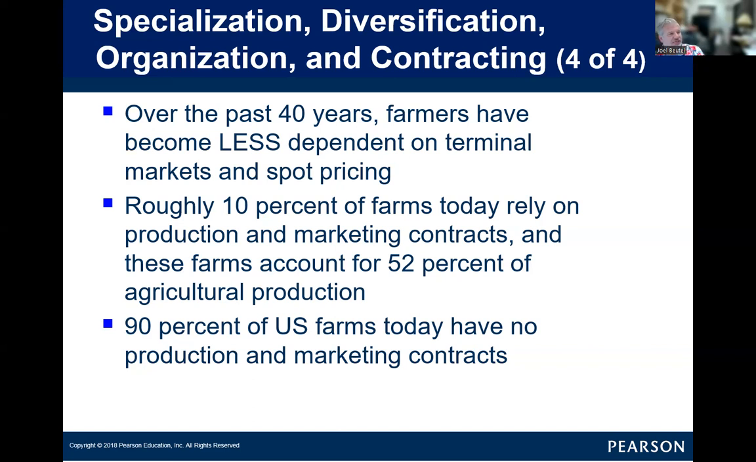90% of US farms today have no production or marketing contracts. But once again, the inverse of that is they only represent 48% of agricultural productive value, right? And remember, a lot of those farms are just small farms where they're just producing for themselves and a few friends or a farmer's market.